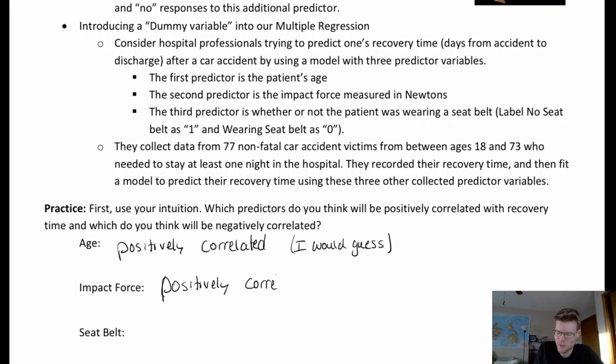Seatbelt status, we can use this term correlated, but since this is a binary variable, it's kind of hard to think of it with that word because we can't say positively correlated exactly. But really what we're just saying is that there's two categories here, and which one do we think is associated with longer recovery time? I would think it would be the no seatbelt group. So I would think if you're not wearing a seatbelt, you are more likely to have a longer recovery time.